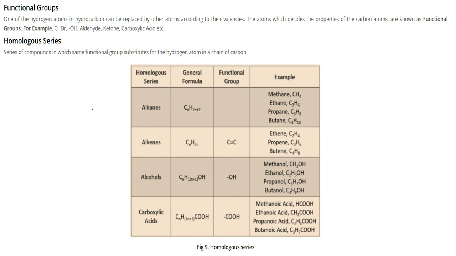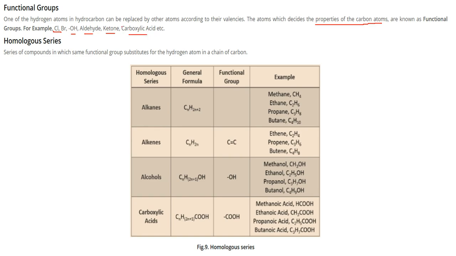Functional groups. A hydrocarbon has carbon and hydrogen. So one of the hydrogen atoms in the hydrocarbon can be replaced by some other atoms depending upon the valencies. Now the atom which decides the properties of this carbon compound, these are known as functional groups, like chlorine, bromine, hydroxyl, aldehyde, ketone, carboxylic acids.